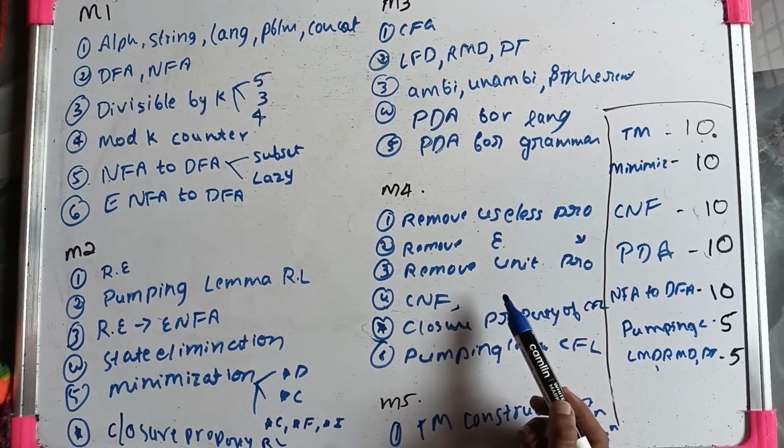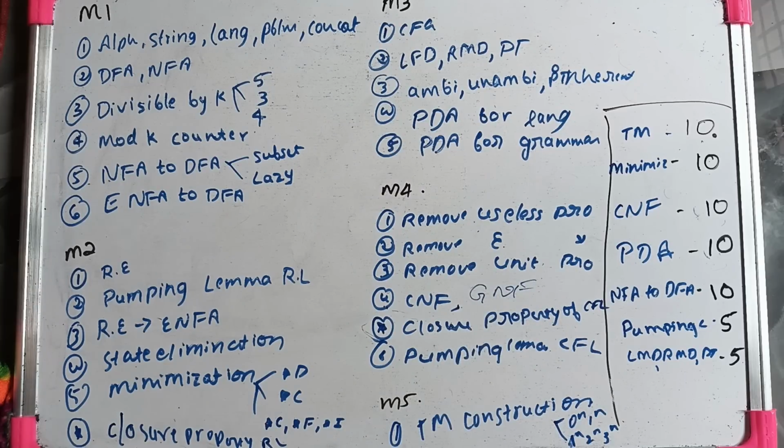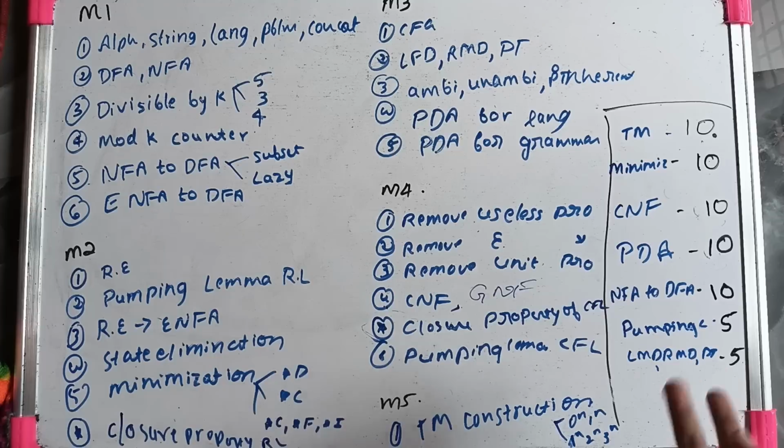In module 4, define CNF, and they removed GNF, but they asked in both of the module papers what is GNF and problems related to that. And in module 5, define a Turing machine. Okay. And the closure property of a regular language and closure property of a CFL I have not covered in the module-wise playlist videos, but I will cover them in this video.